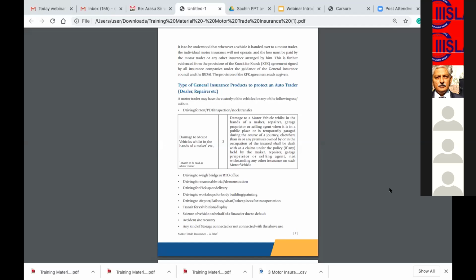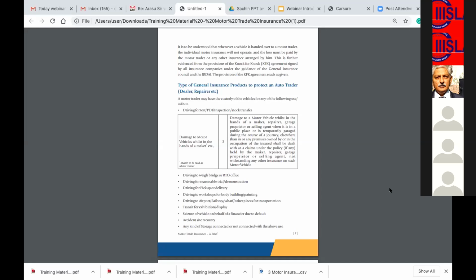I'll just read it in the box paragraph. Damage to motor vehicles whilst in the hands of a maker. Maker is to be read as a motor trader, which is now being clarified. Damage to a motor vehicle whilst in the hands of a maker, repairer, garage proprietor or selling agent, when it is in a public place or temporarily garaged during the course of a journey elsewhere than in premises owned or occupied by the proprietor or the maker or repairer. It is there as insured. It has to be read as repairer, garage proprietor or a dealer.